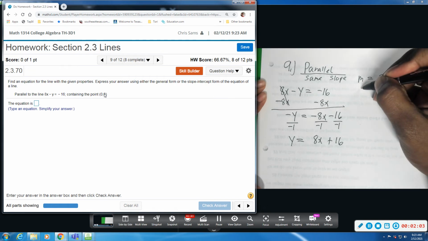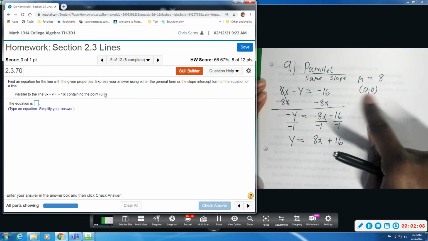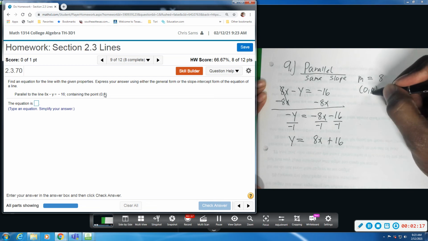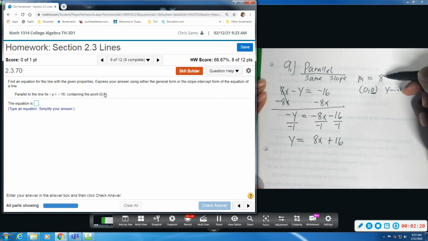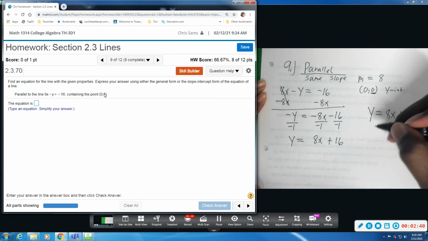The point we're going to use is the ordered pair (0, 0). What do you notice about this point? X is 0. This is your y-intercept. So your y-intercept is just 0. So you know your slope now. You know your y-intercept. You can plug them in to slope-intercept form. If you do not notice that, then you have to use point-slope form. So you get 8 times x plus 0, but plus 0 doesn't change, so you get y equals 8x.